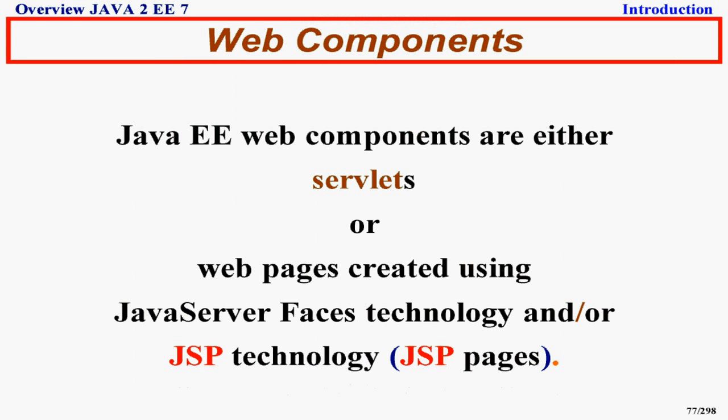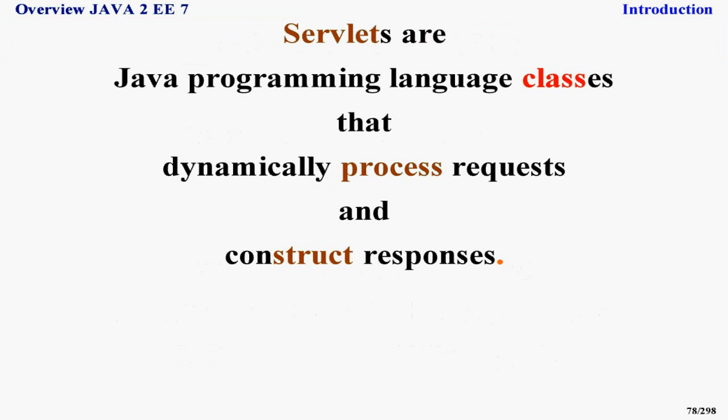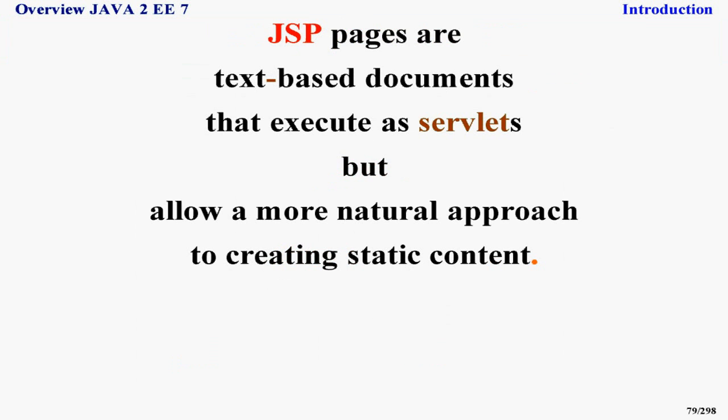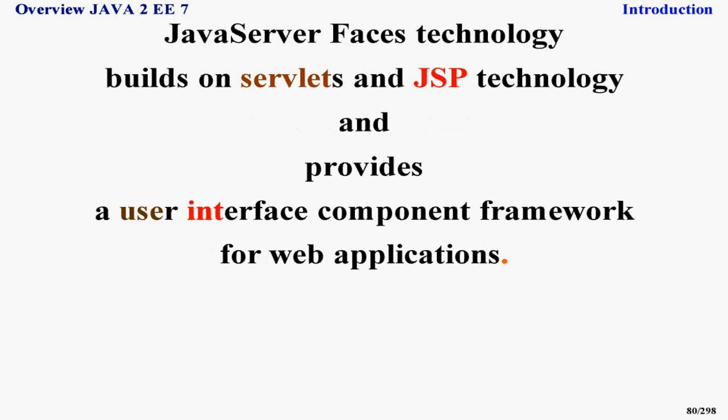Web Components. Java EE web components are either servlets or web pages created using Java Server Faces technology or JSP technology. Servlets are Java programming language classes that dynamically process requests and construct responses. JSP pages are text-based documents that execute as servlets but allow a more natural approach to creating static content. Java Server Faces technology builds on servlets and JSP technology and provides a user interface component framework for web applications.